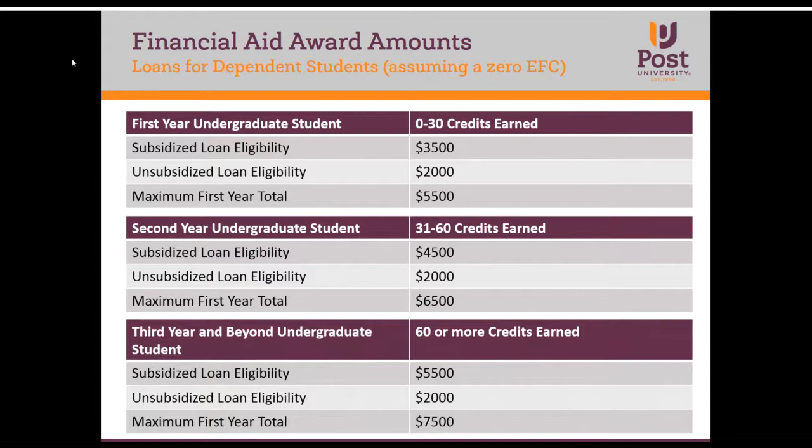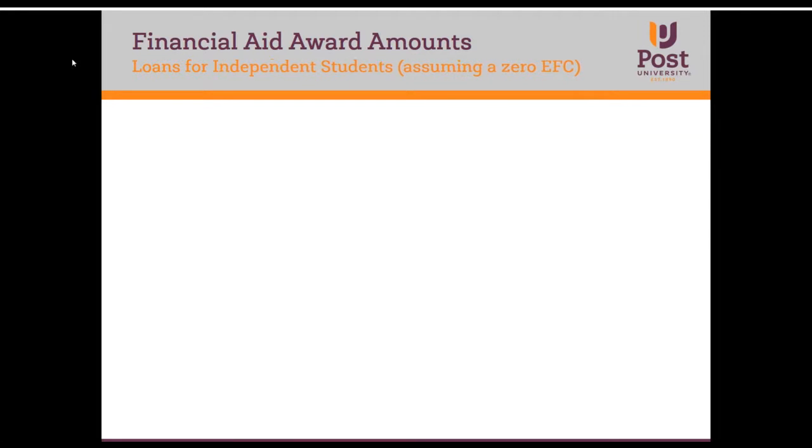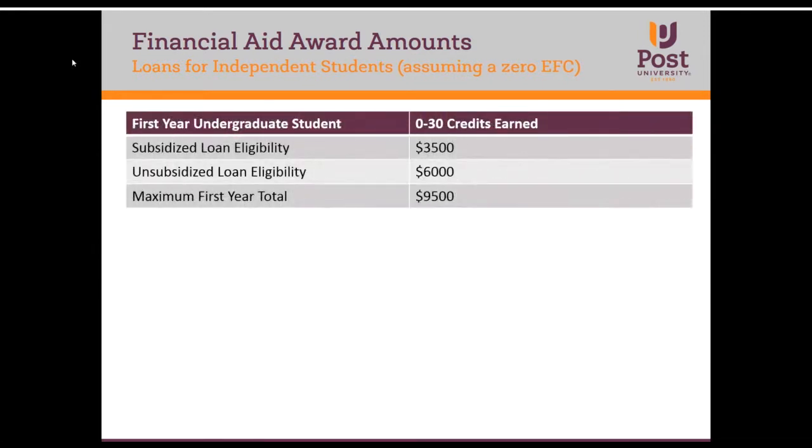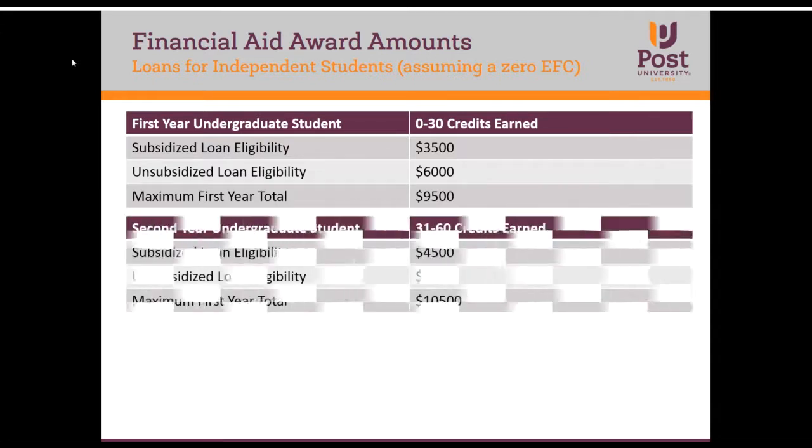And then we go to third-year students who have 60 credits or more at the beginning of that academic year, and they get another $1,000 in the subsidized loans, but still are capped out at $7,500. So now, what do independent students get? You can see it's a considerably higher amount, $3,500 and $6,000, for a total of $9,500 for the first year. So that independent student in their first year actually gets more funding than a dependent student who's a senior.